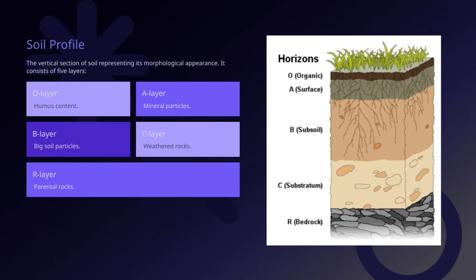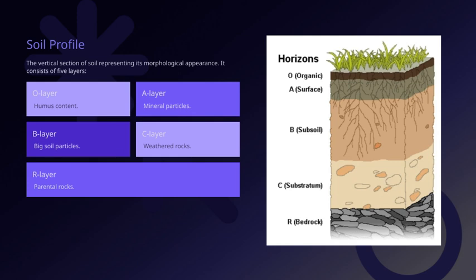Let's take a closer look at the soil profile. Starting from the top, we have the O layer, which is rich in humus content, providing essential nutrients for plant growth. Beneath that is the A layer, known as the topsoil, where mineral particles and organic matter mix, making it the most fertile zone.